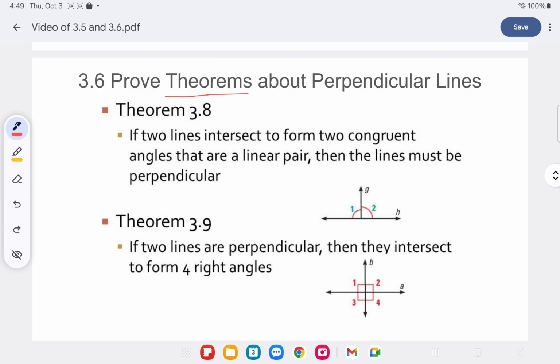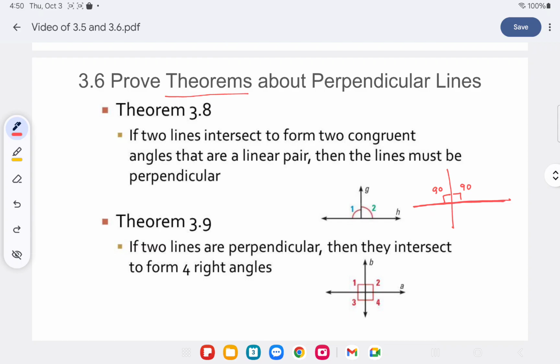The first thing you need to know is that if two lines intersect to form two congruent angles that are a linear pair, then the lines must be perpendicular. This makes sense to us, right? If you have two lines that intersect each other, and they form a linear pair, which means they make 180 degrees, if these angles are congruent, they both must be 90 degrees if they're going to add up to 180 degrees. So I can see how that could be proven pretty easily.